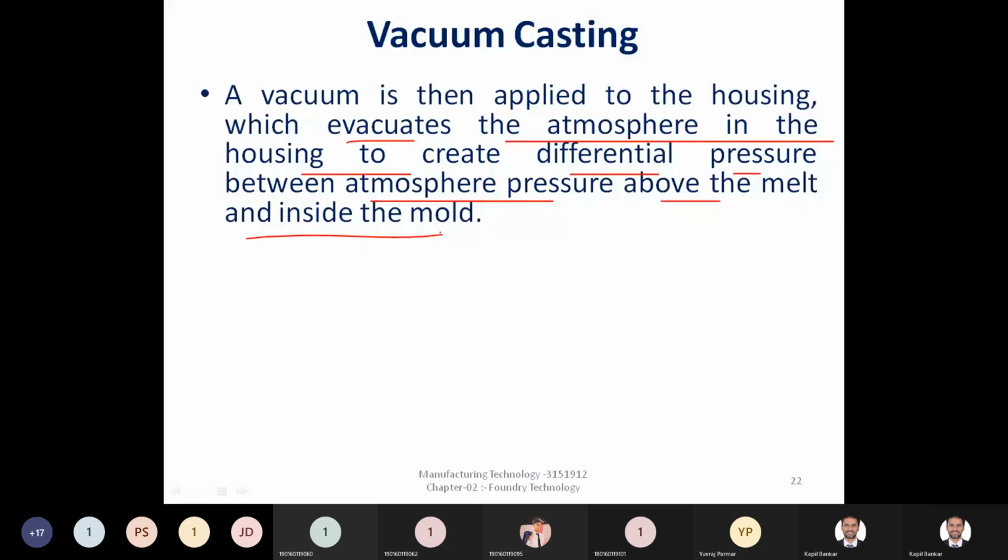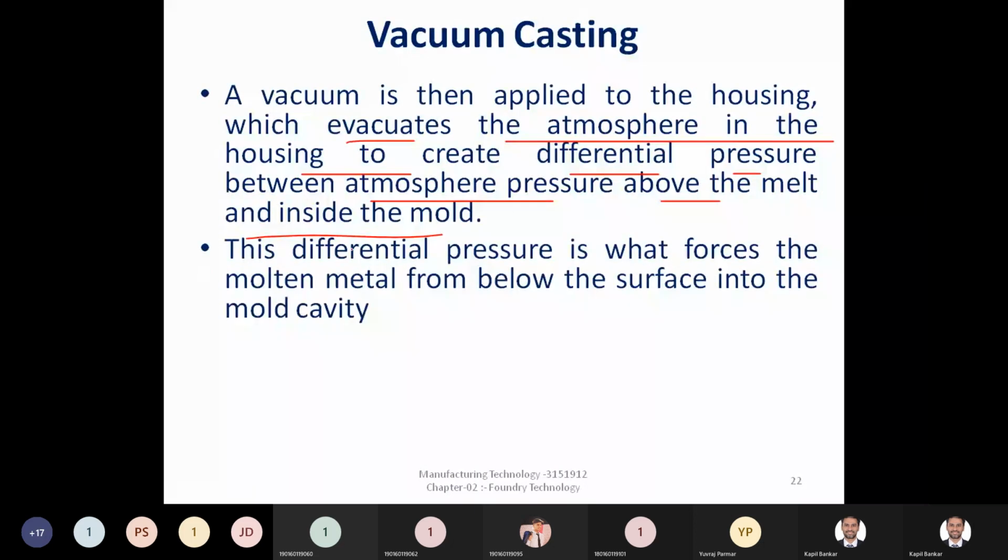And because vacuum is generated, there is a difference between the pressure in the mold and the bottom part, that is the molten metal pool. So because of this pressure difference, your molten metal will automatically rise up and the cavity will be filled by molten metal. This differential pressure is the force that pushes the molten metal from below the surface into the mold cavity.